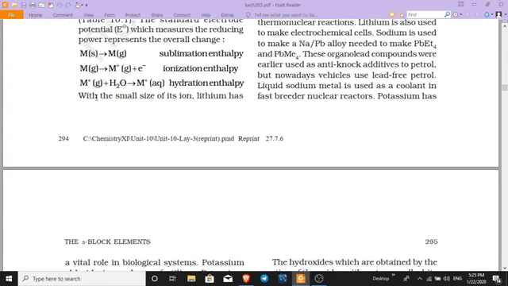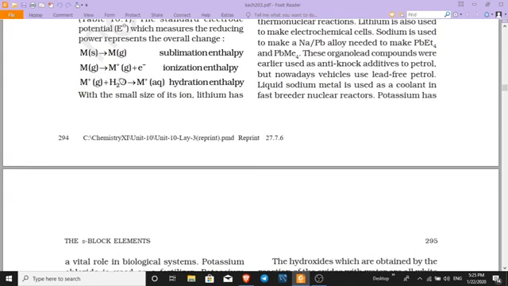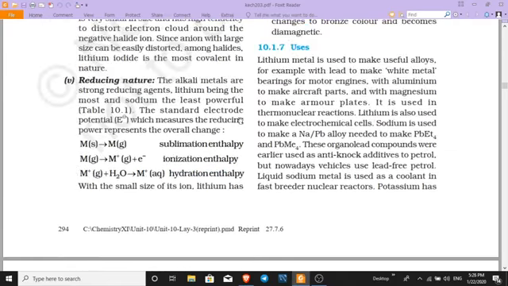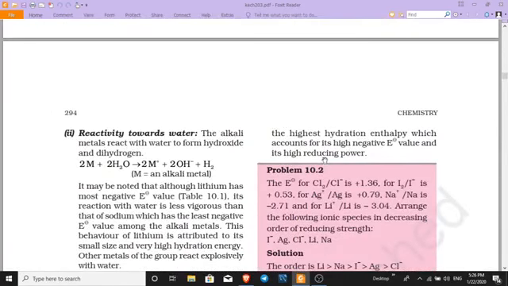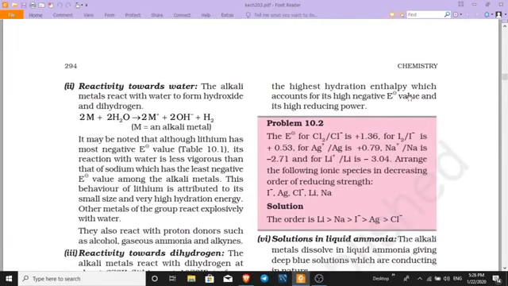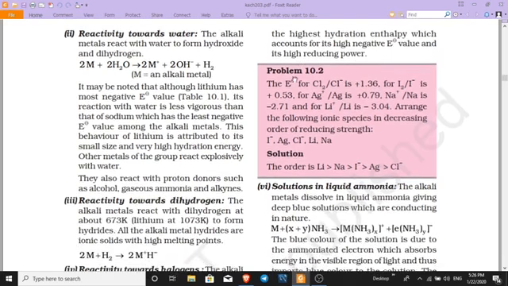And then, what is hydration enthalpy? When we put M+, which is in gaseous form, in water, it will form M+ aqueous. The energy released in this is called hydration enthalpy. With the small size of the ion, lithium has the highest hydration enthalpy, which accounts for its high negative value and its high reducing power. Now there is a problem given.